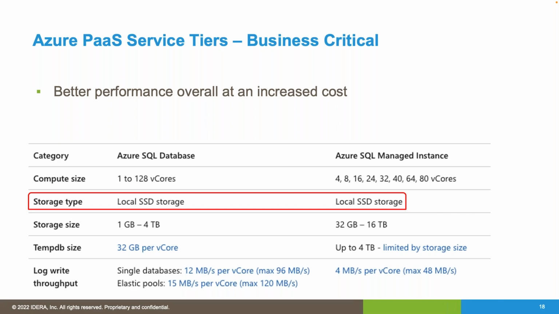And so just know that if we go into the platform as a service tier, business critical will get you the best performance potentially for your workloads, but it comes at a higher cost. And that's at an increased cost partly because we have a locally attached storage. And so we get better performance.